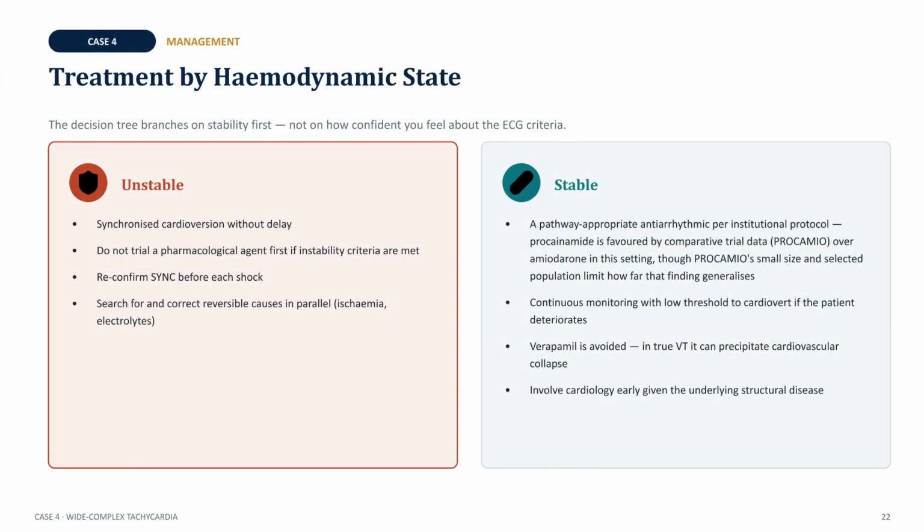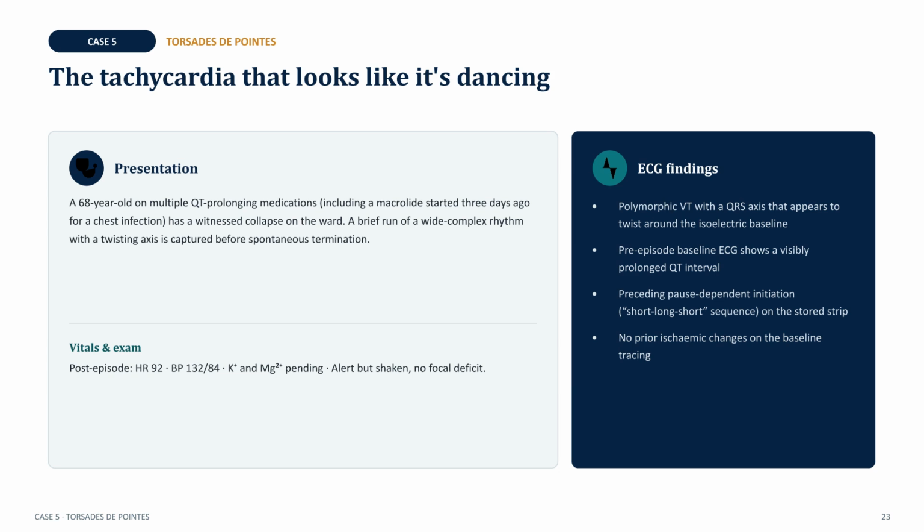Management is guided by hemodynamic stability. If the patient is unstable, proceed directly to synchronized cardioversion. If they are stable, antiarrhythmic therapy is indicated, though agents like verapamil must be avoided, as they can cause cardiovascular collapse. Case 5 focuses on torsades de pointes.